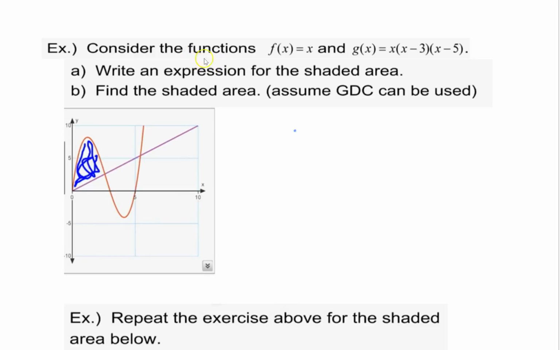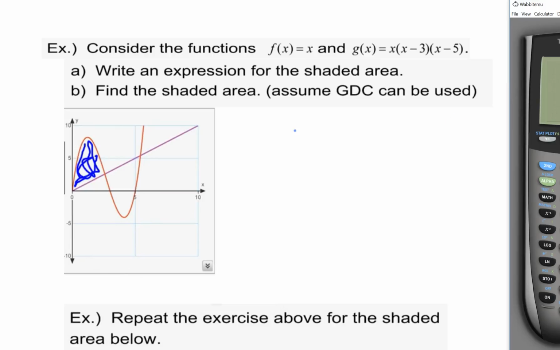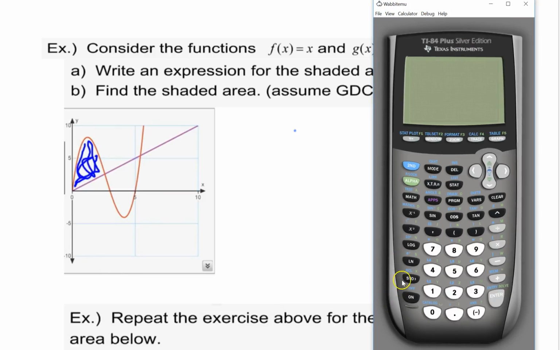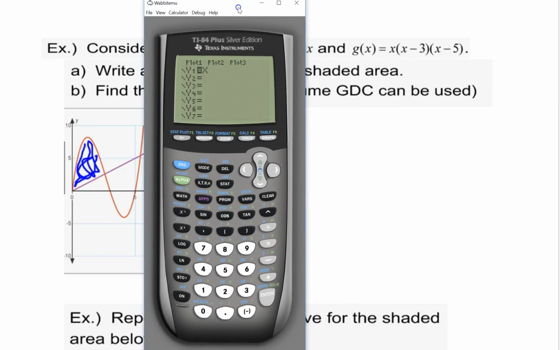So we're going to use a calculator. Let's graph this. On y equals, I have f of x, and then I also have x times x minus 3 times x minus 5. Now I'm going to graph it.